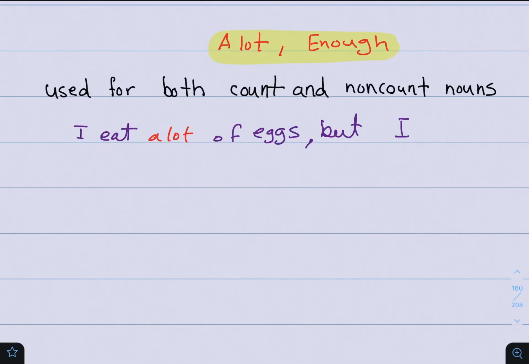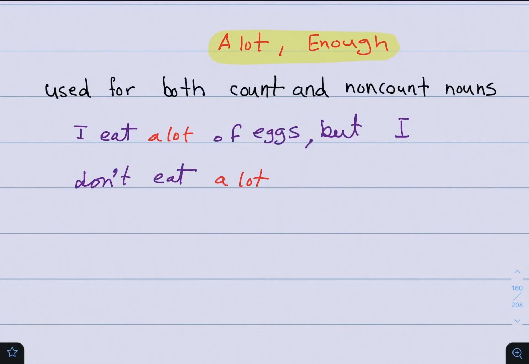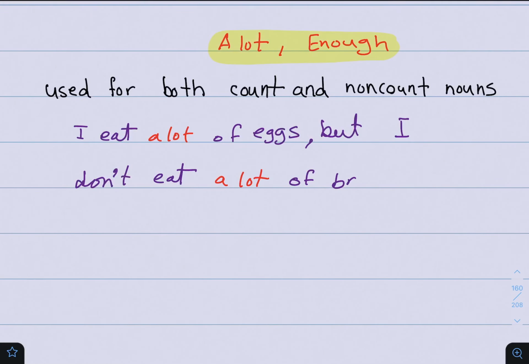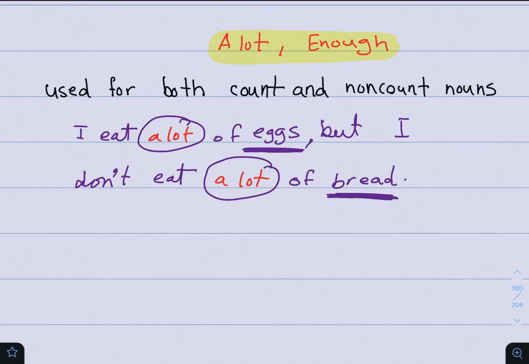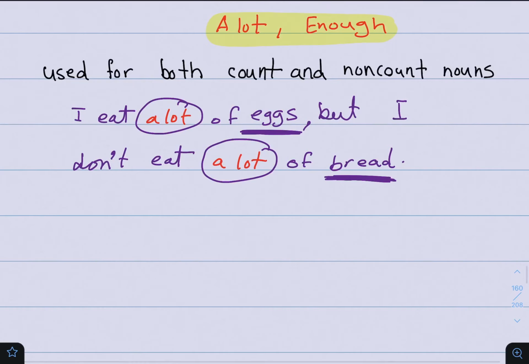All right, but I do not eat a lot of bread. فقط بوضح لكم أن هنا الإيجز تعتبر count معدودة، لكن bread non-count, but a lot is used with both count and non-count. Alright? Now, let's take a look at more examples used with enough.